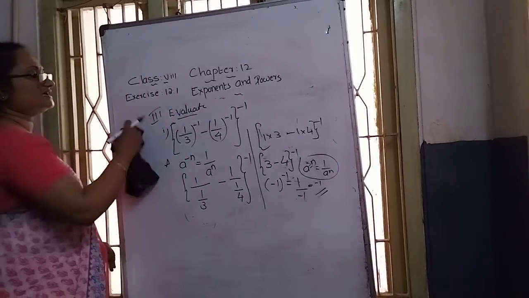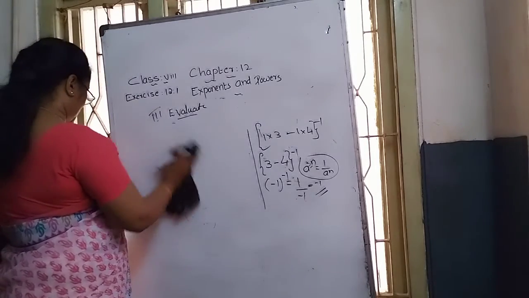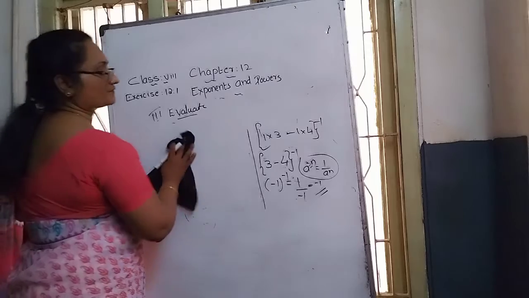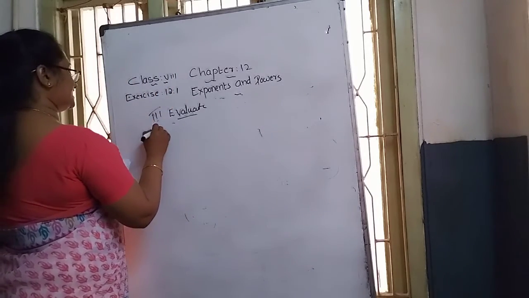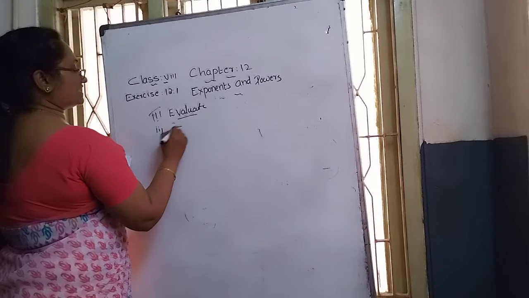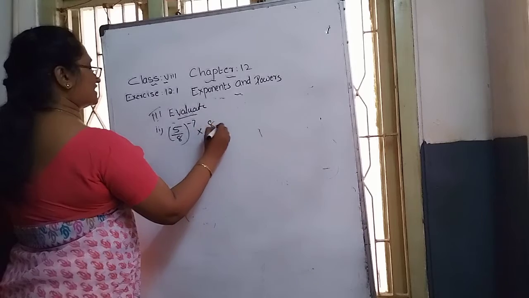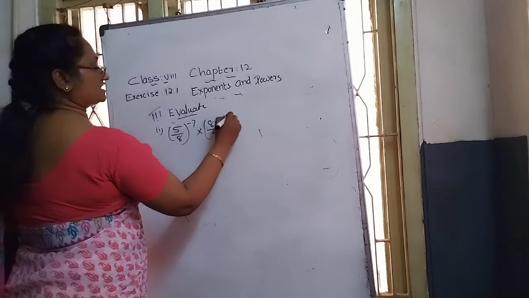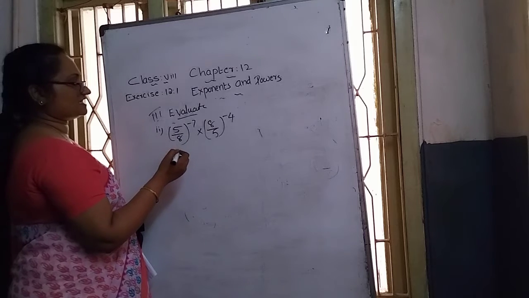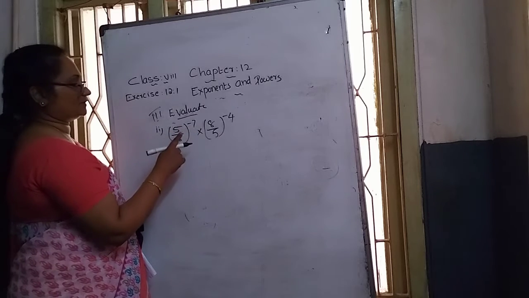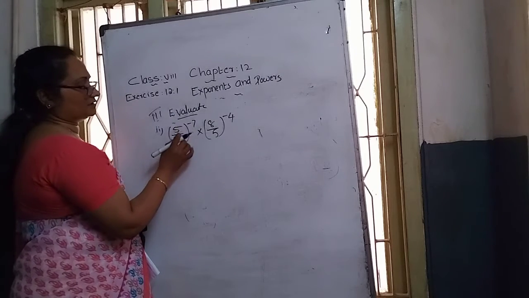I hope you can understand this first question. Then next we go through the second question. The second question is the same evaluation question. Find out the value of 5 by 8 raised to minus 7 into 8 by 5 raised to minus 4. In this way it is given. Here the easy way to express it, the power, is to remove the bracket.